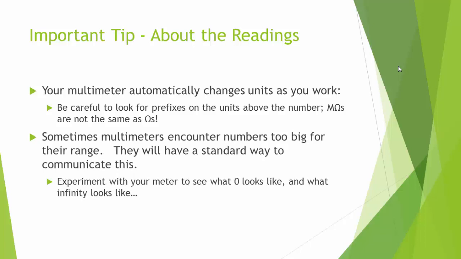Now, you also need to be aware that there will be times when numbers are too big for the range the multimeter can handle. And it will communicate this as well, out of range. So for example, if your maximum measurement is 20 mega ohms and the resistance is higher than that, it'll need to tell you that it's higher than that value.